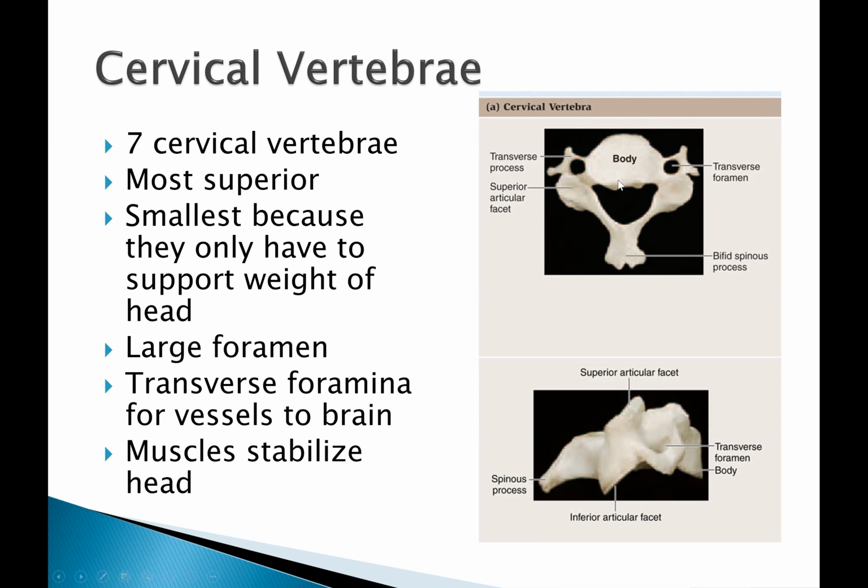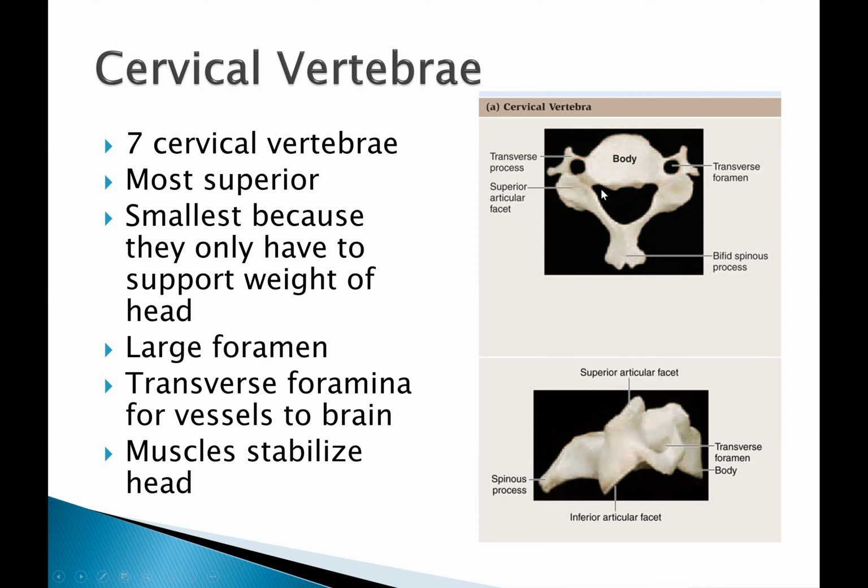The body here is the smallest out of your cervical, thoracic, and lumbar. Now, why would you think that is? It's because it has the least amount of weight to support, right? It only has to support your head and nothing else. Going down, with the least amount of weight you don't need a big heavy body, so it becomes the smallest body.